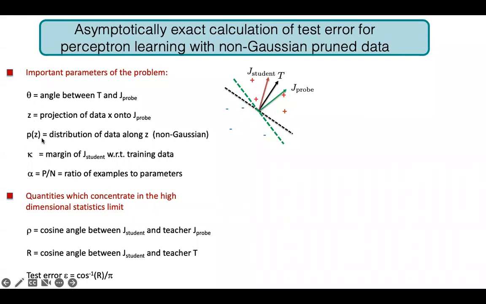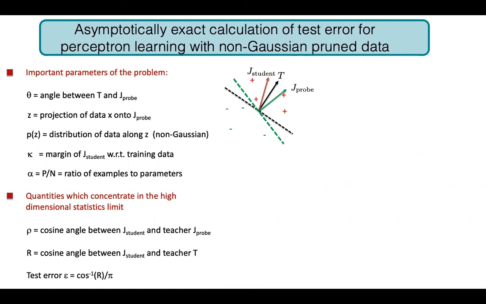The answer is, for very small alpha total, rho of Z should be a delta function as far out as possible. So you're providing a very strong signal about the teacher's weights. But as you increase alpha total, the delta function comes in towards the origin. So that's actually the optimal data distribution. It's always a delta function in Z.